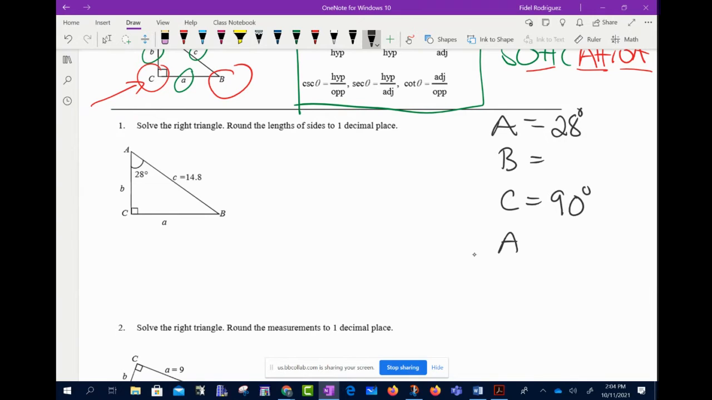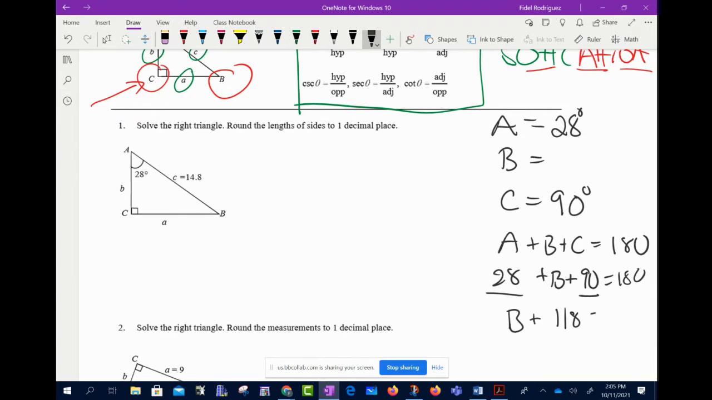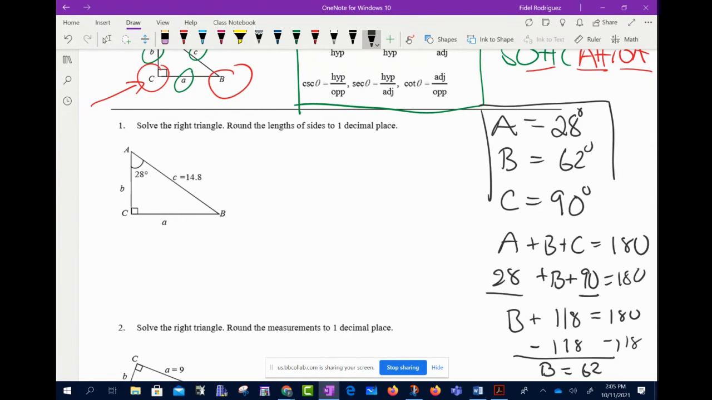If we already know that when we add up all the angles together we end up with 180, and this is 28, we don't know B, we know C is 90 degrees, and that's 180. So 28 and 90 should be something like, everybody agree, 118? Okay. And then can we subtract 118 on both sides? And you're coming up with 62. So we got angle B to be 62 degrees. We have the measures of all the angles. What we need to find now are the measures of all the sides.